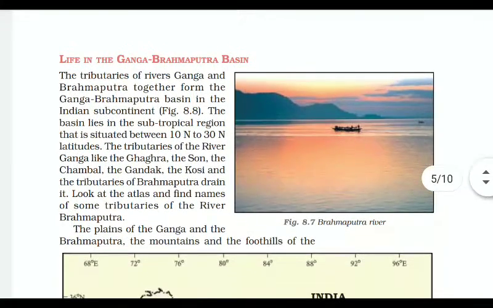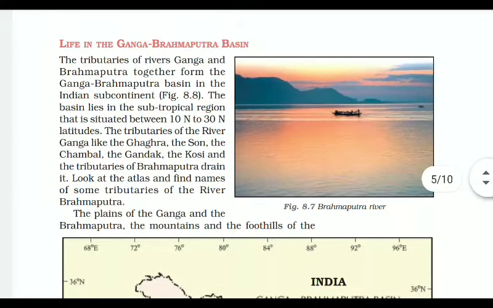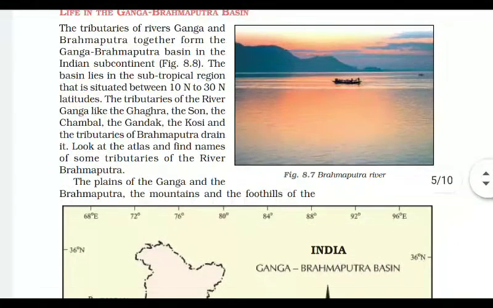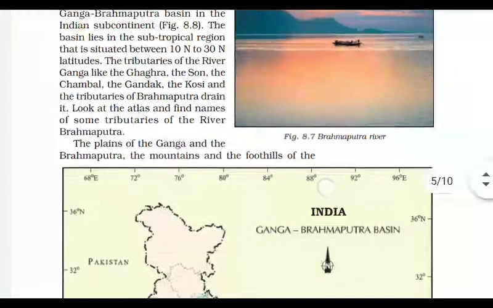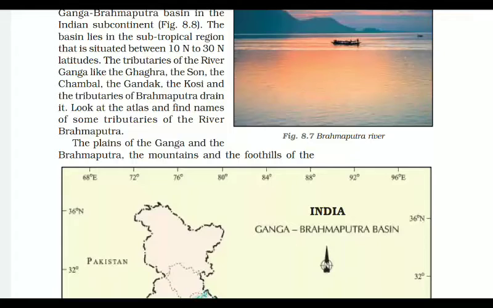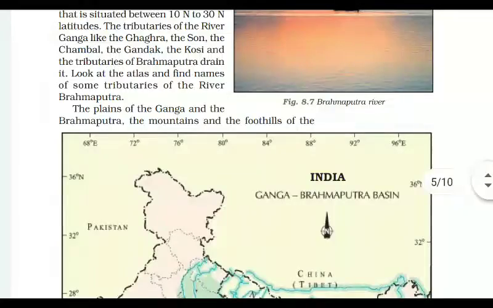Now let's talk about India. Life in the Ganga Brahmaputra basins. The tributaries of river Ganga and Brahmaputra together form the Ganga Brahmaputra basin in the Indian subcontinent. The basin lies in the subtropical region, situated between 9 north and 30 north latitudes. The tributaries of river Ganga like the Ghaghra, the Son, the Chambal, the Gandak, the Kosi, and the tributaries of Brahmaputra drain into it. Look at the atlas.